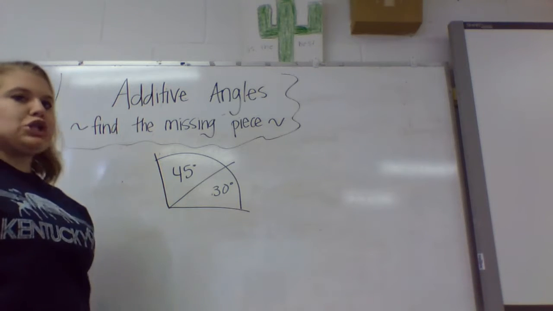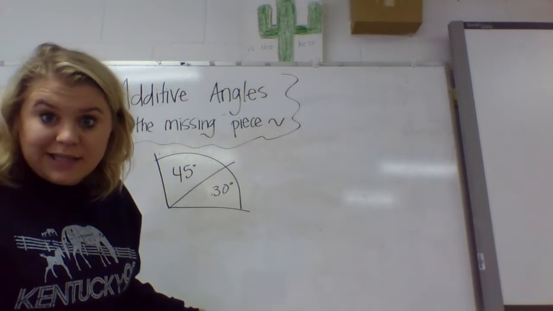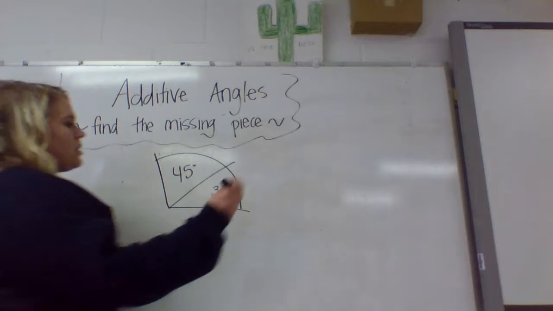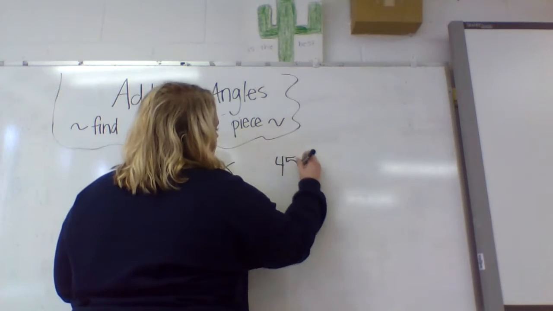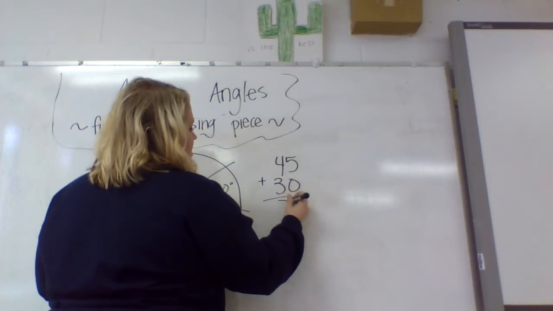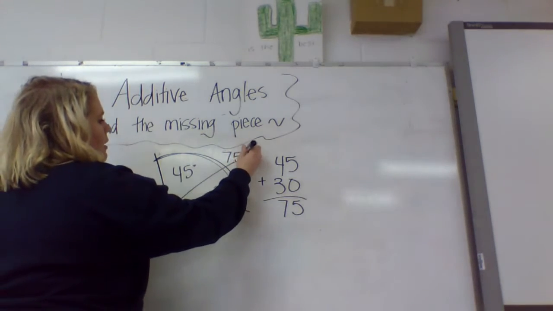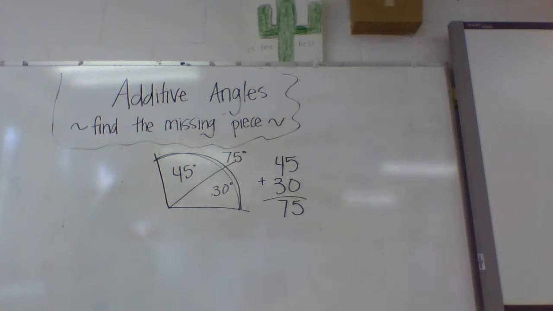Well, we know our 2 pieces and we're looking for our whole. So subtracting is not going to help us. That's going to give us a smaller number. So we know we're going to add 45 plus 30. 5 plus 0 is 5. 4 plus 3 is 7. That means my whole big angle is 75 degrees.